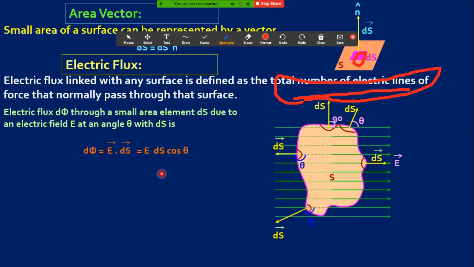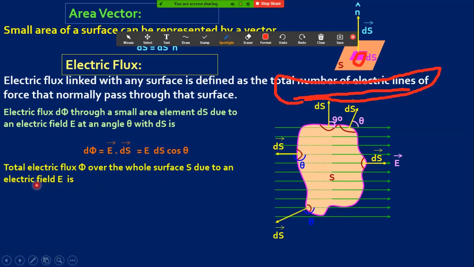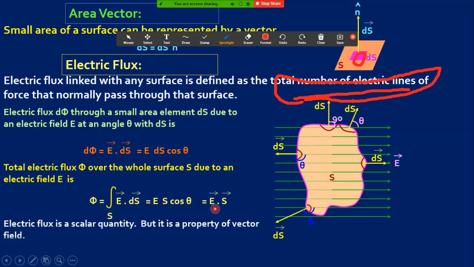Let's see the equation: phi is equal to E dot dS, that is E dS cos theta. Total flux phi over the whole surface S due to an electric field E. You know it very well that if you want the total electric flux, you have to integrate this equation. Now we are getting phi is equal to E S cos theta, and it is the scalar product.